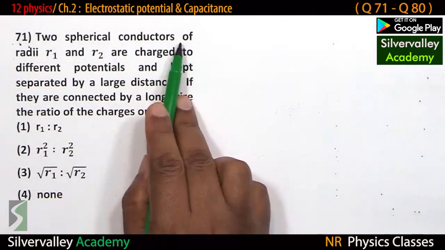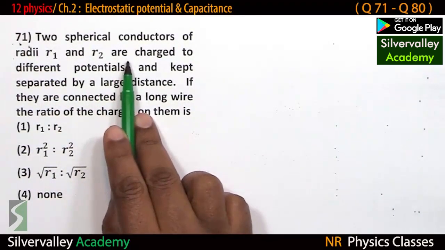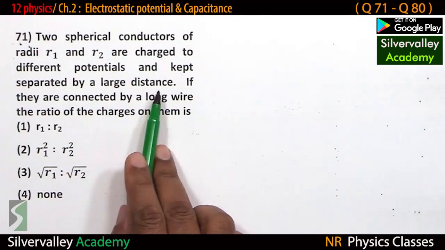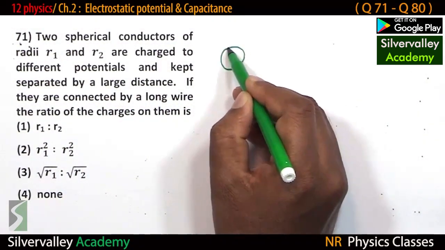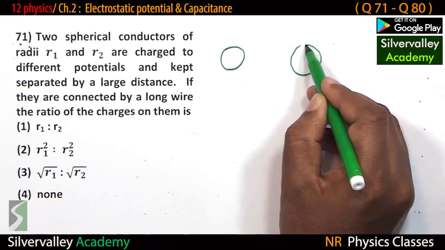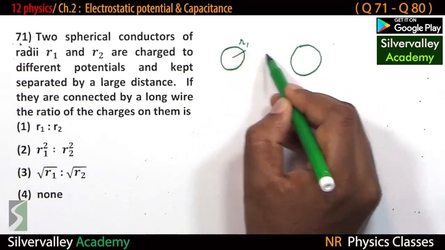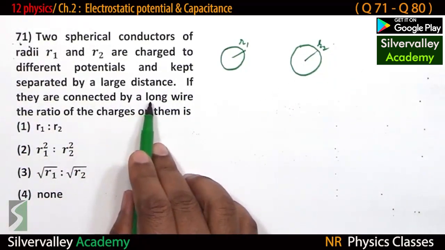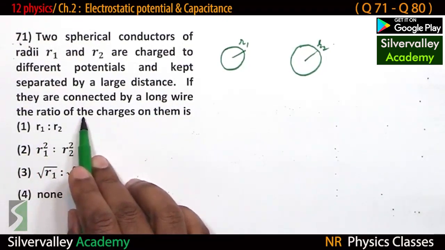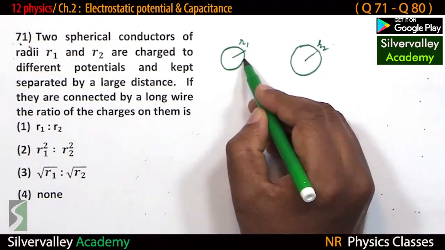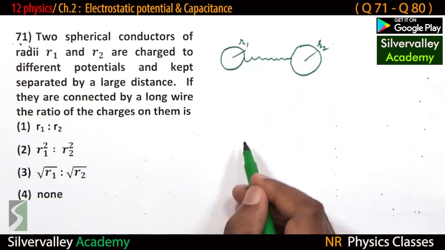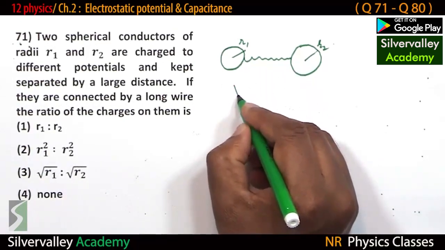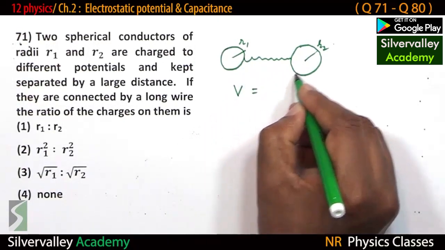Two spherical conductors of radii R1 and R2 are charged to different potentials and kept separated by a large distance. So this is R1, this is the sphere with R2. If they are connected by a long wire, what is the ratio of the charges on them? They are connected by a wire, means these two are shorted.